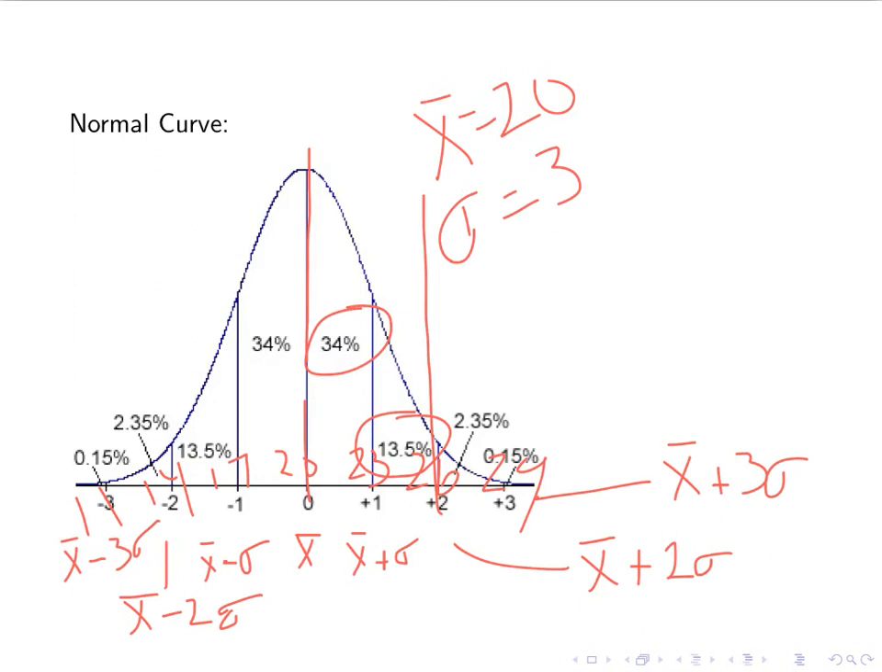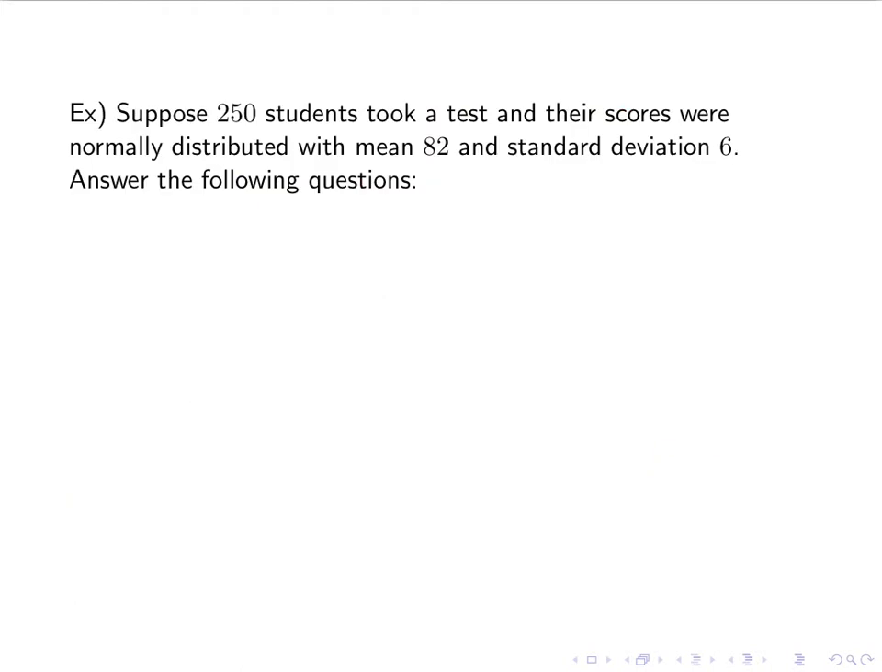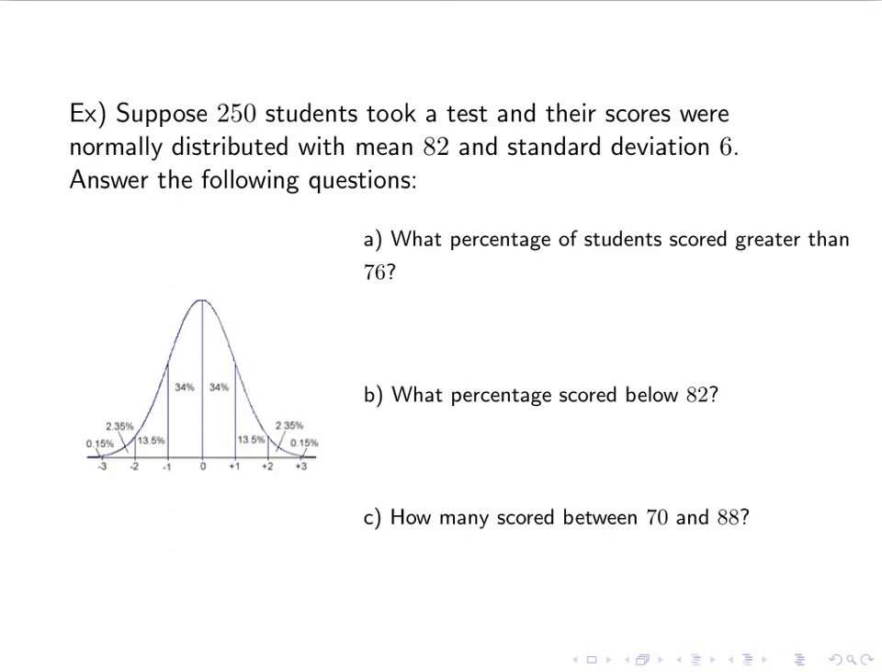So let's try out an actual example. Suppose 250 students took a test and their scores were normally distributed with a mean of 82 and standard deviation of 6. Answer the following questions. I have my standard normal curve off to the left, and then I've got 3 questions. What percentage of students scored greater than 76? What percent scored below 82? And how many scored between 70 and 88?